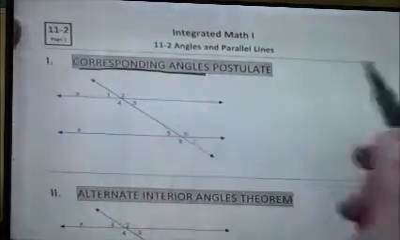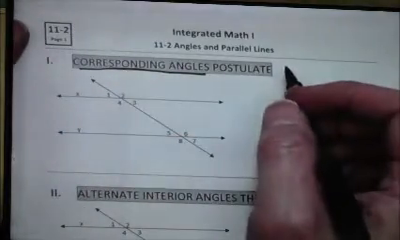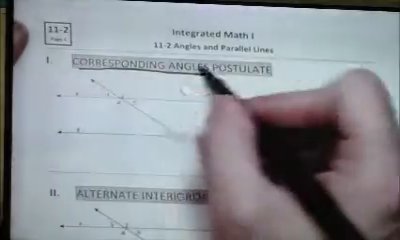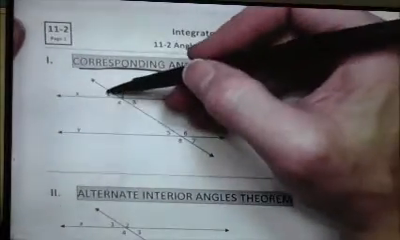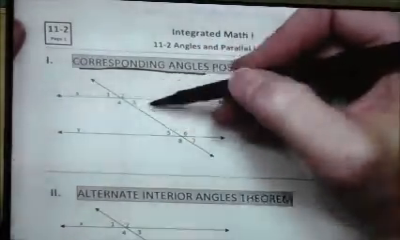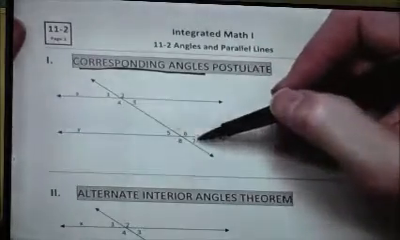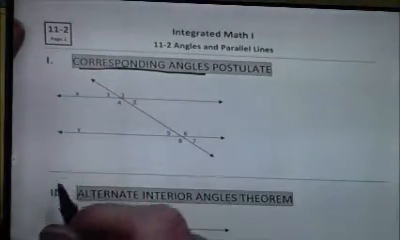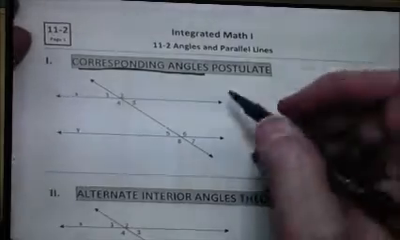So we're going to start with the corresponding angles postulate. And what that means is that two corresponding angles, such as angle 1 and angle 5, or 2 and 6, or 3 and 7. In this case, I think I changed the numbers. Yep, I did. The numbers are a little different than the last one I did.